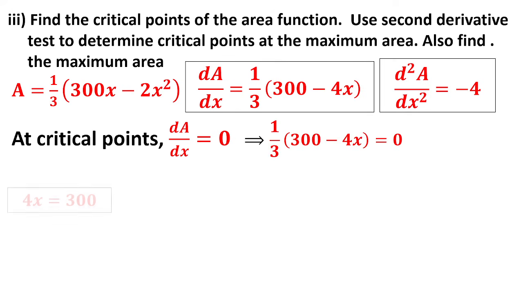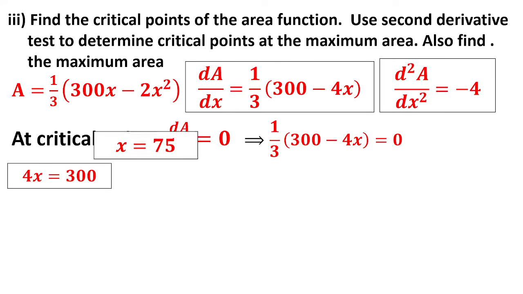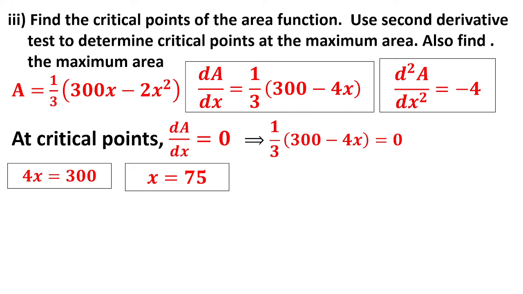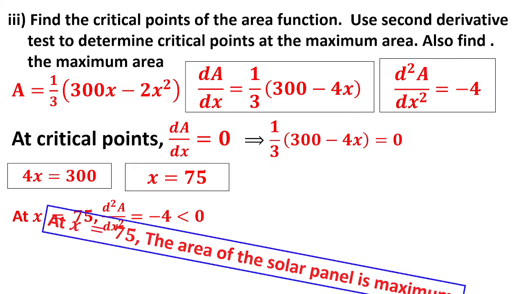Then I am getting x is equal to 75. Use the second derivative test to determine the critical point. Also find the maximum area. When will the area be maximum? At x is equal to 75, the second derivative should be less than 0. Yes. Therefore, it is maximum.